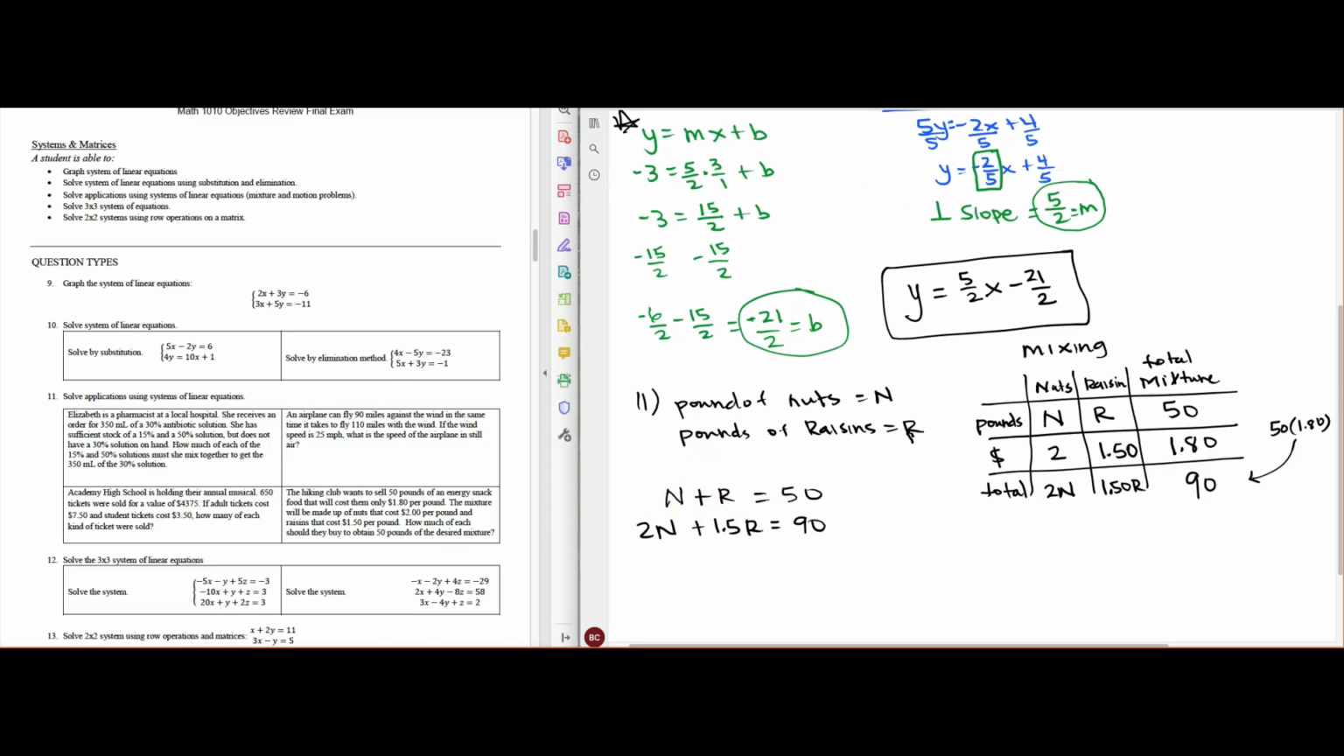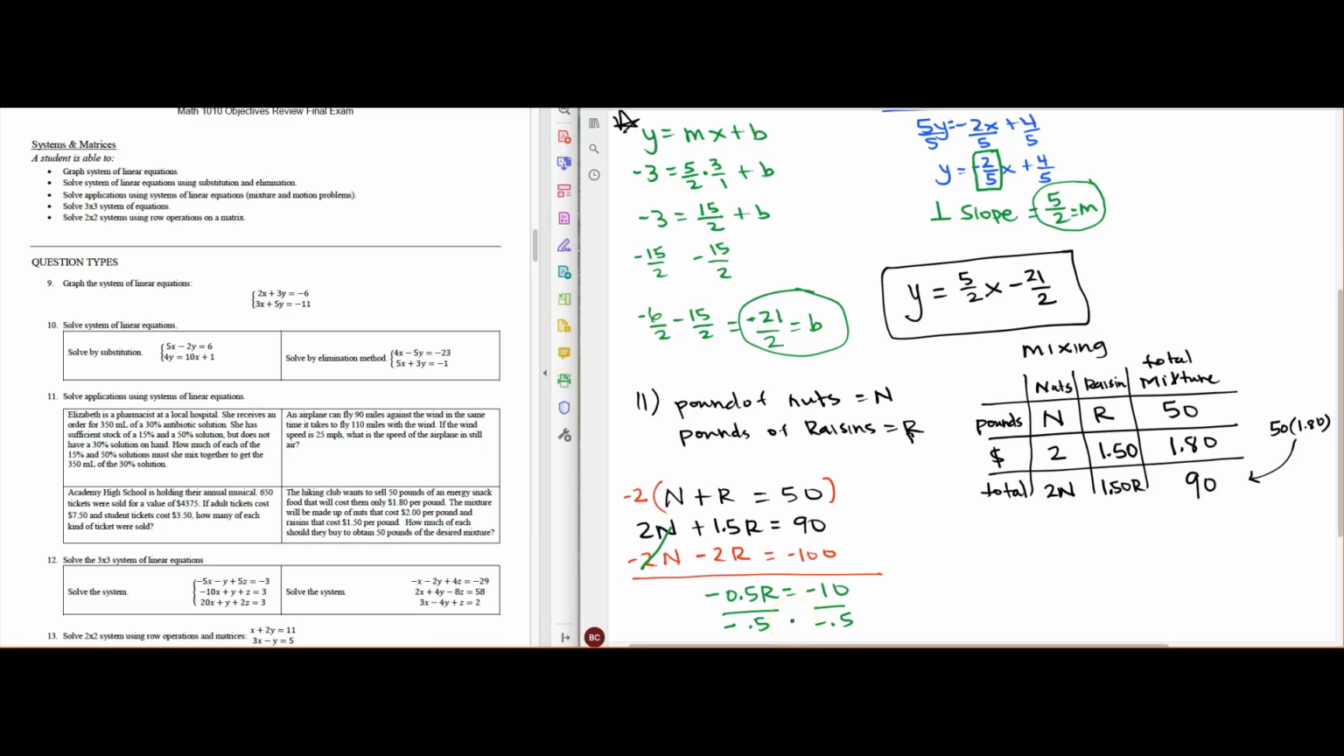So you could do this either way, it doesn't matter. I'm going to choose to do it by elimination. So I'm going to multiply the top equation by -2 so that when I add it to that one, those will eliminate. So I have -2n minus 2r equals -100. So then I'm left with -0.5r equals -10. And then I need to divide by -0.5.